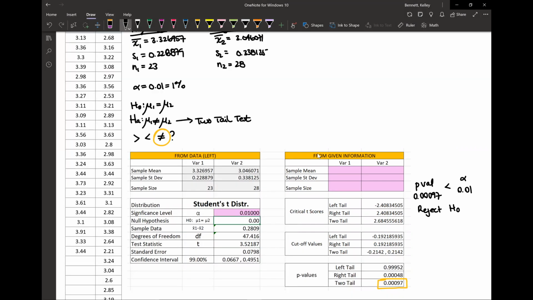You have enough evidence to support the claim that the GPAs between night and day students is statistically significant, that it is different. So again, notice your confidence interval does not contain 0. It goes from 0.067 up to 0.49. So 0 is not in there. Again, a throwback to confidence intervals in module 3. We didn't capture the 0, so we're going to reject.